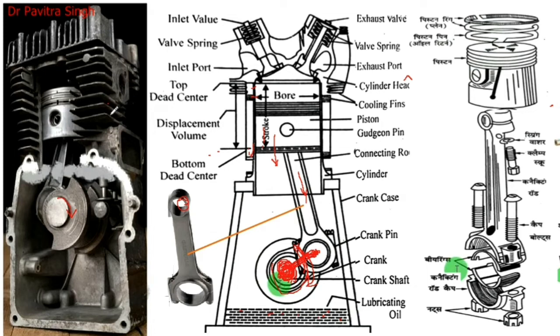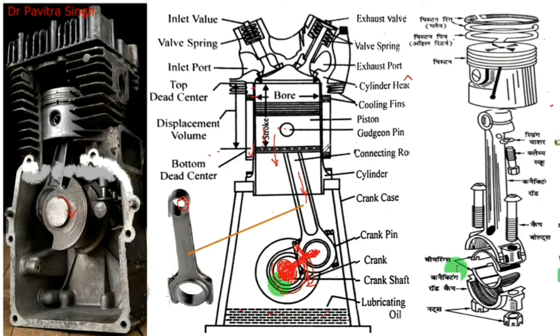So to increase the contact surface of this cylinder with the surrounding air, we will use these fins. This should be a good conducting material. These are the fins for the cooling of this cylinder or engine. And this is the piston, this is the gudgeon pin, we have already discussed in this figure.